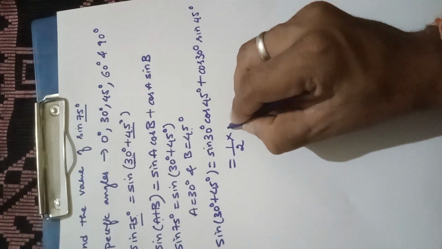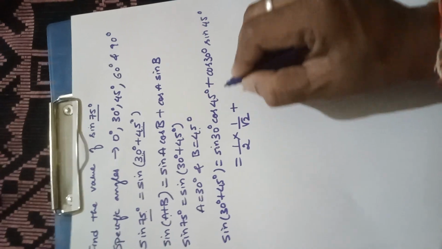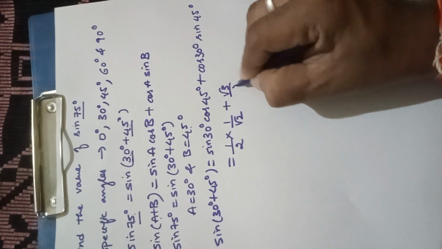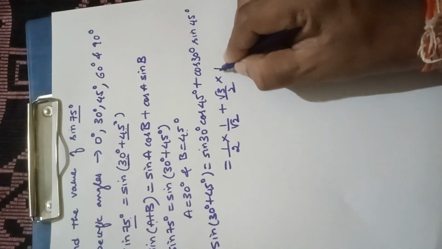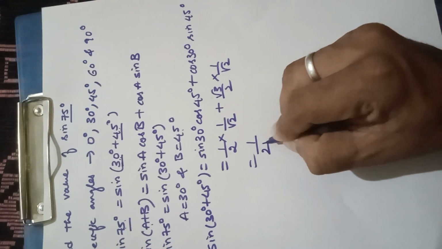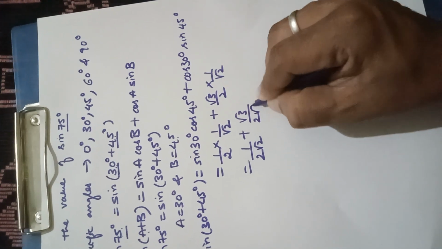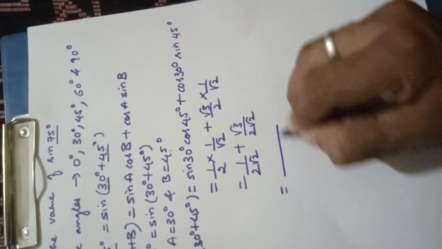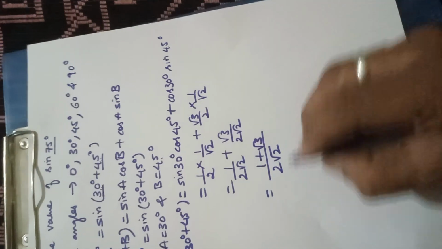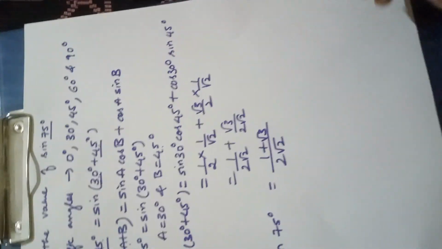Now we know the value of sine 30 is 1 by 2. Cos 45 degrees is 1 by root 2. Plus cos 30 degrees is root 3 by 2. Sine 45 degrees is 1 by root 2. So 1 into 1 is 1, 2 into root 2 is 2 root 2, plus root 3 into 1 is root 3 by 2 root 2. So the LCM will be 2 root 2. It is 1 plus root 3. So this is the value of sine of 30 degrees plus 45 degrees, which is nothing but sine 75 degrees.